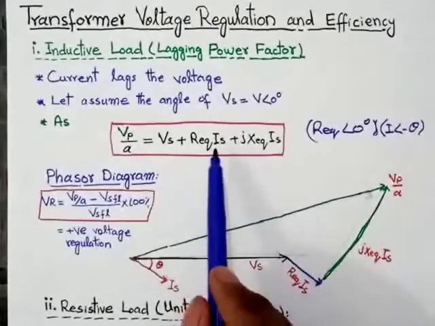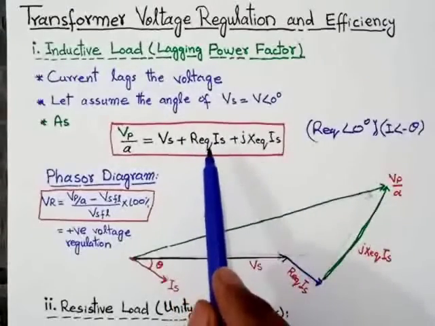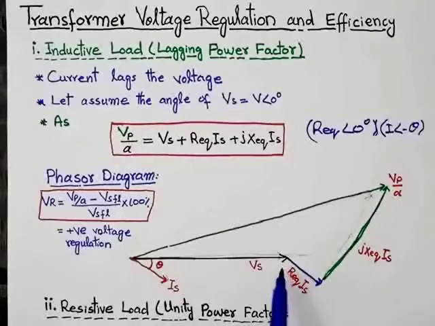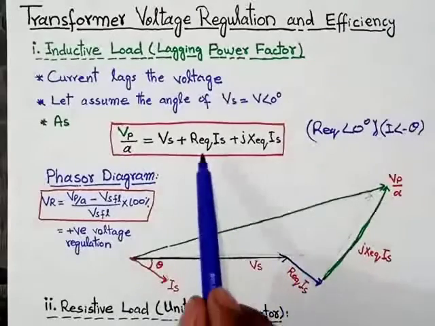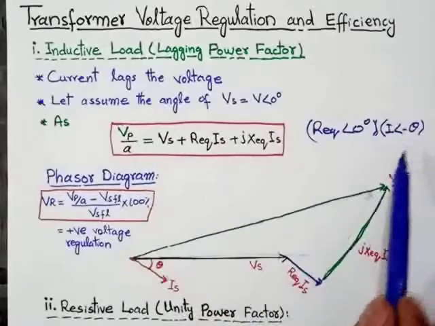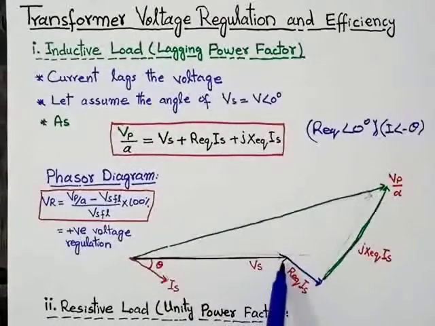It means the overall angle of this phasor is minus as well. So this phasor will look like we will draw in this direction. The reason is that the overall angle of this phasor is minus theta. So that's why we will draw the vector of R equivalent into Is like this.